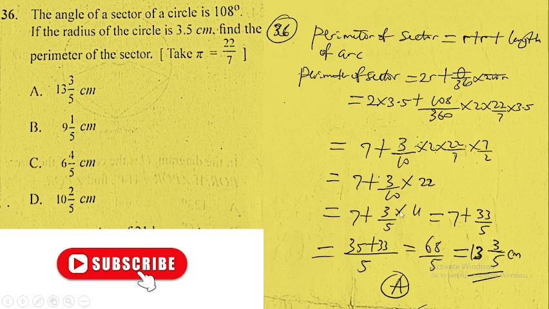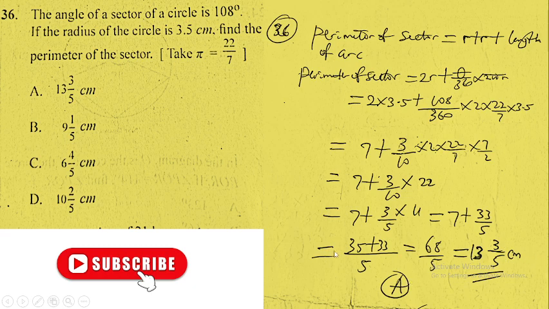Then from here as well, 2 can go in 10, 5, 2 can go in 22, 11. That means you have 3 times 11, that gives us 33 over 5. Then from there now you can find the LCM, which is 5. 35 plus 33 equals 68 over 5. And that will give us 13 over 3 over 5 centimeter.